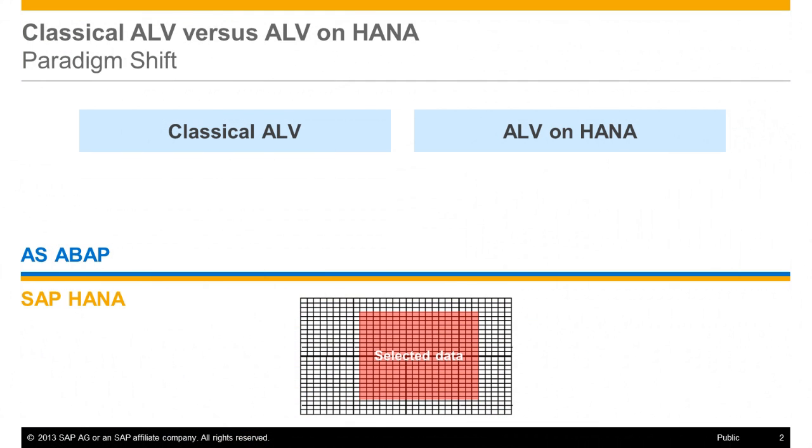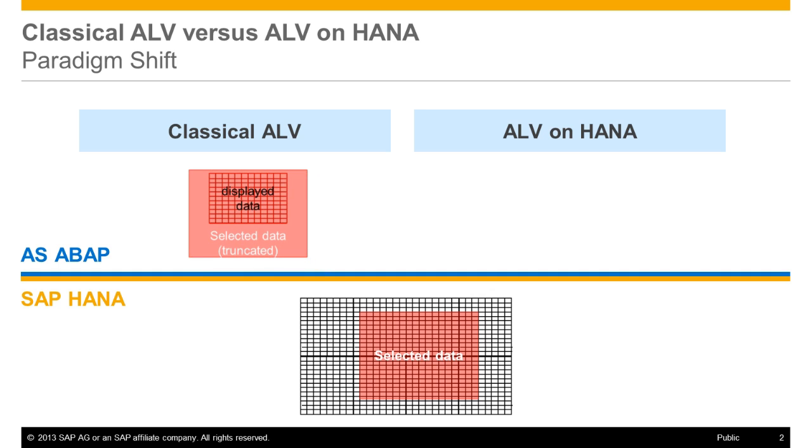Having SAP HANA as underlying database of SAP NetWeaver brings a paradigm shift in the development of ABAP-based applications. Data-intensive processing is to be delegated to the database layer. It is the so-called code-to-data paradigm. In this context, a new implementation of the ALV, which leverages the capabilities of in-memory databases such as SAP HANA, has been provided. The main difference between both reuse components, the classical ALV and ALV on HANA, is related to the data sent to the application server ABAP.